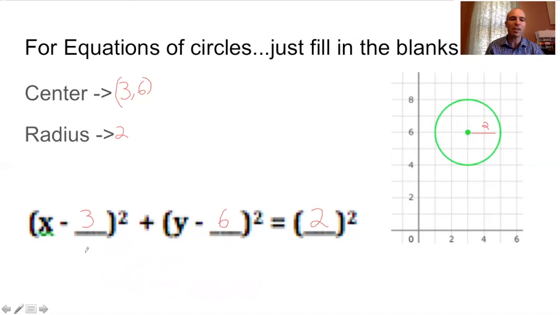Okay. Now, as far as simplifying that, the only thing that you would really write differently is you would just square that 2, right? So you would end up with 4. Don't worry about foiling this, expanding this, anything. Just leave it in the standard form equation. That is all you have to do. Done deal, game over, you win.